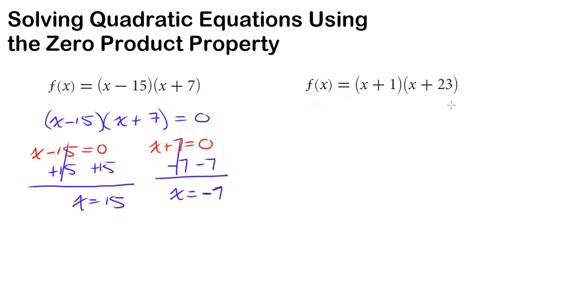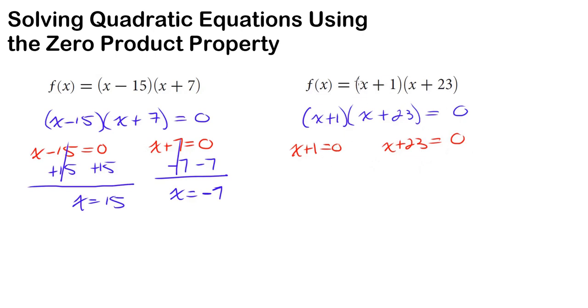So let's go ahead and take a look at this second example, and I encourage you to pause and try it on your own, and then come back and see if you got it right. So f of x equals x plus 1 times x plus 23. Let's set this equal to 0. So x plus 1 times x plus 23 equals 0. And if x plus 1 times x plus 23 equals 0, then either x plus 1 equals 0 or x plus 23 equals 0 or both. And we could go ahead and solve these, or we could use the trick.